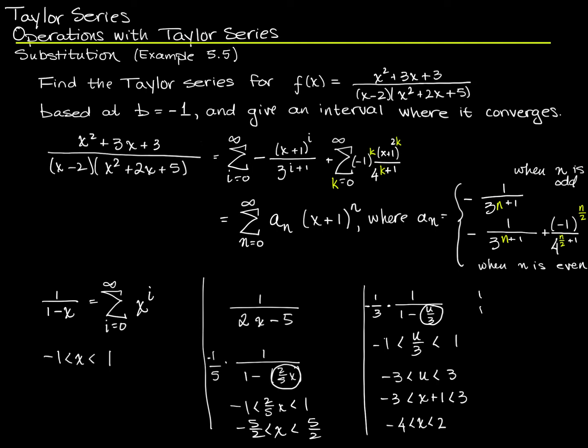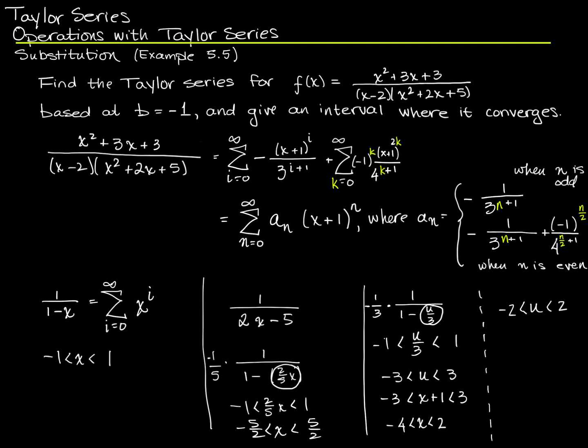We learned in example 5.4, remember we didn't do that one together, but it is in your course pack. In that example, we learned that the variable had to be between the values of -2 and 2, but the variable in that case was x. In order to find this series, we had to substitute a u in for x. So we found our series based on u, not on x.